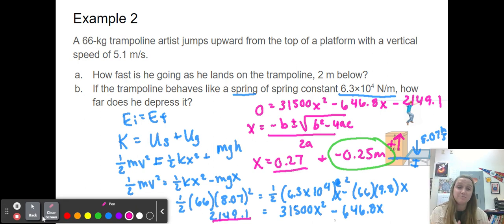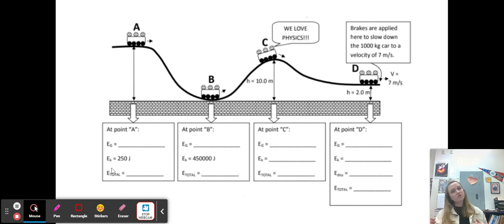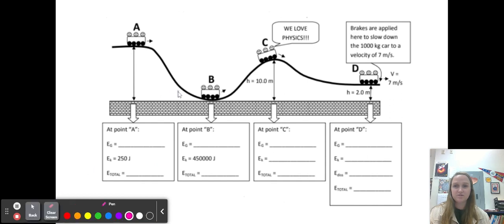All right, I have one more example. If you feel good about this, you're welcome to stop watching at this point. This next one, I'm just going to show you the problem, pause the video, and encourage you to try it, and then I'm going to show you the answers. So I've got a situation of a roller coaster. I've got 4 different points. I'm giving you some total energies and some values. I want you to pause, see if you can calculate this on your own, and check your answers. So right now, pause the video.